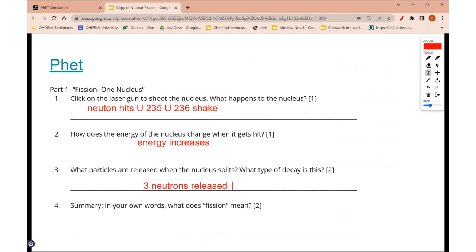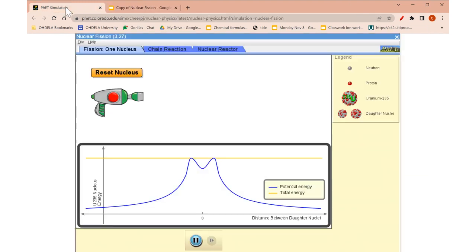And what type of decay is this? This is fission, and splitting. This is what this means, to split. All right.